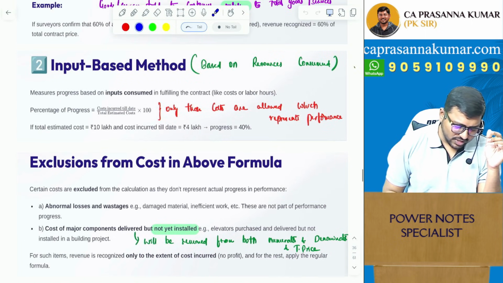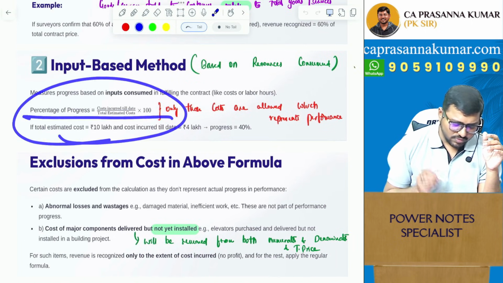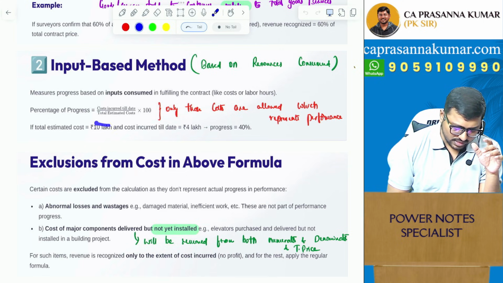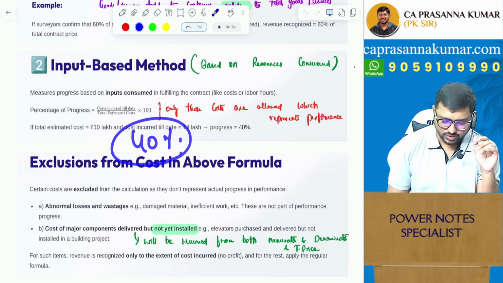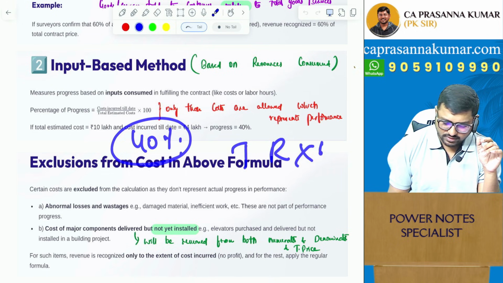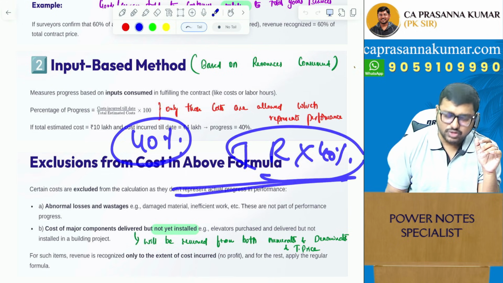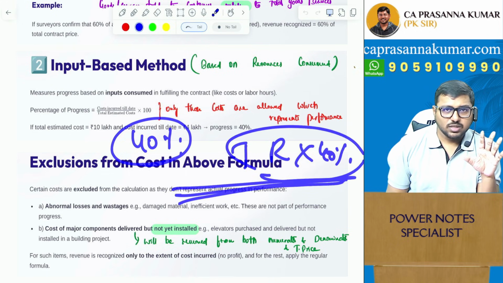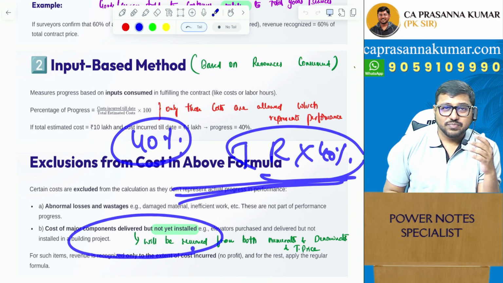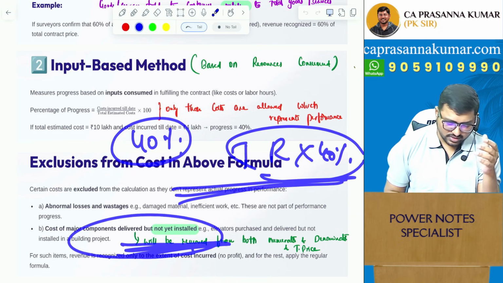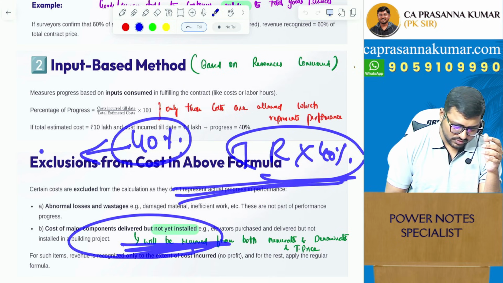You understand the point? Because what is the reason behind finding out percentage of progress? Say, for example, after putting this formula, if you get percentage of progress as 40%, what we will do is, we'll see total revenue and then multiply with 40%, and that much revenue will be recognized. So if you add the elevator, then that will increase this 40% work completion to 50%.